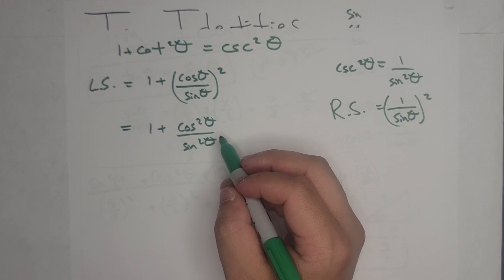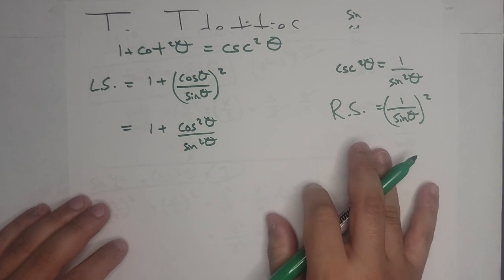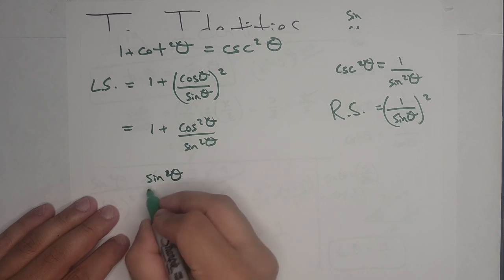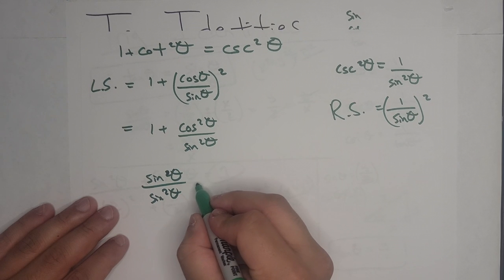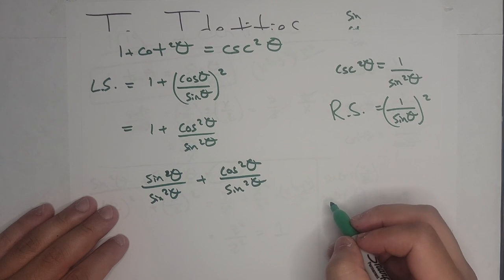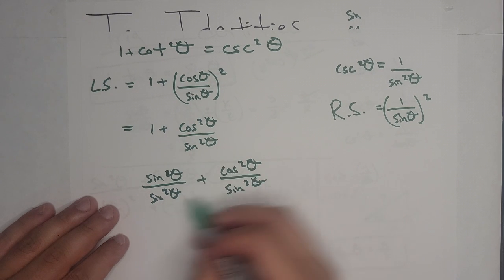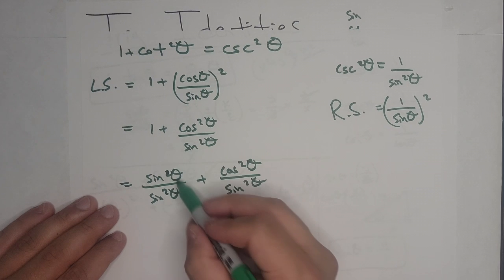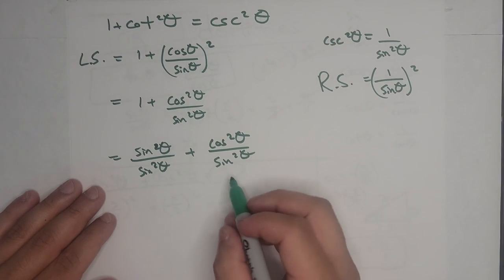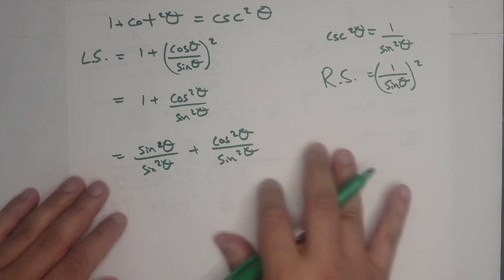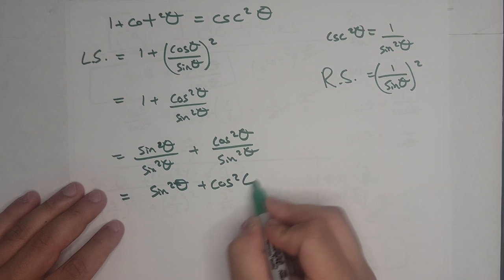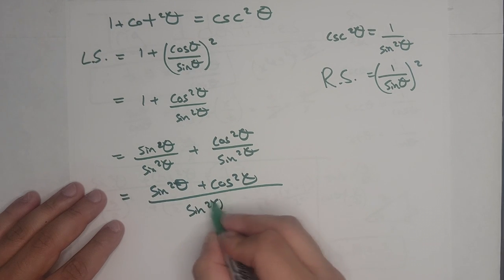But now, if we were to add this, like this 1 plus that, if I was to make a common denominator, I can do sine squared theta over sine squared theta plus cos squared theta over sine squared theta. So, what do we have here? All I did was take this 1 and turn it into sine squared theta over sine squared theta, which is still equal to 1. And now that I have the common denominator, I can just add these two. I have sine squared theta plus cos squared theta all over sine squared theta.